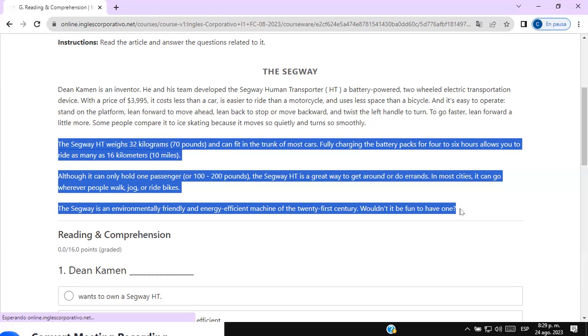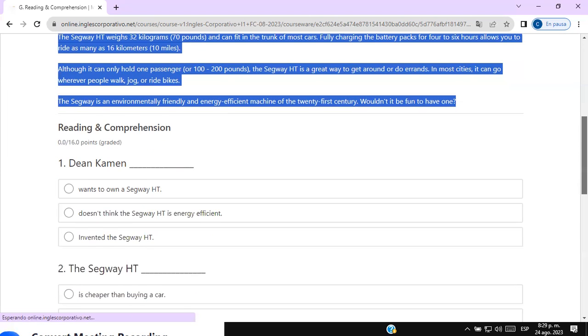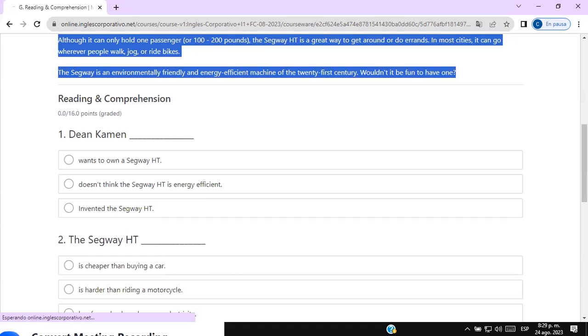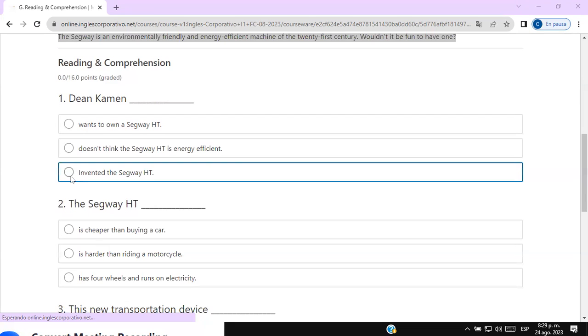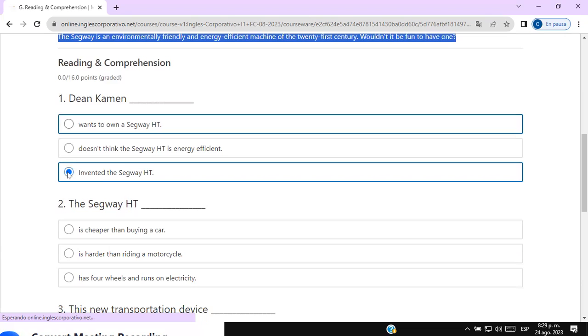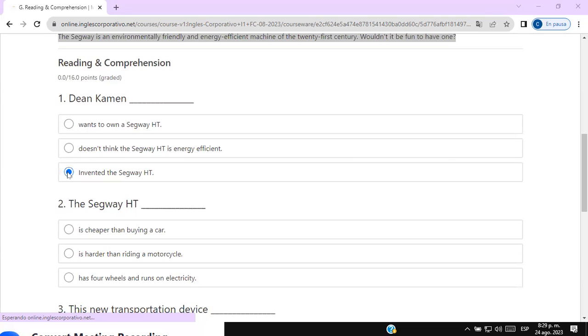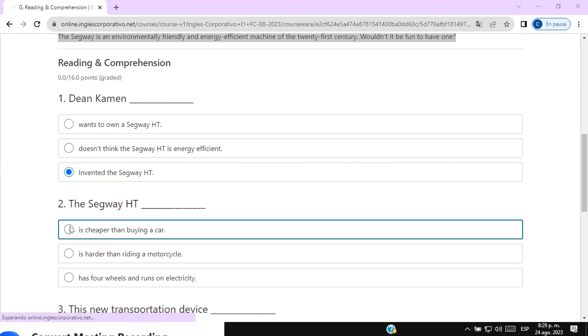Then it says reading and comprehension. Who's ready for number one? Volunteers? Dean Kamen invented the Segway HT. Okay. Next. Number two: the Segway HT is cheaper than buying a car. Thank you. Who's ready for number three?